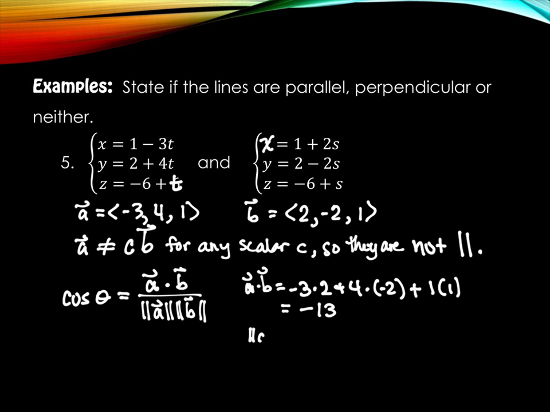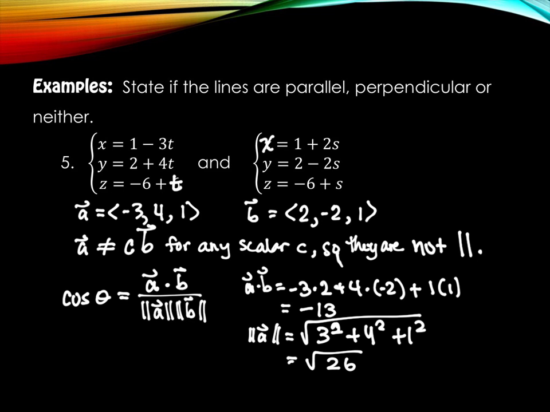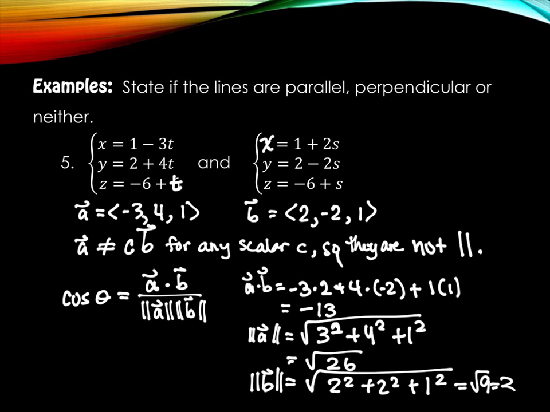Okay, now we need the magnitude of A, and we'll do the magnitude of B next. So the magnitude of A means we square each component and then square root, right? So I have the square root of 3 squared plus 4 squared plus 1 squared. What does that give me? Square root of 26, good. And then we'll do the magnitude for B. So we have the square root of 2 squared plus 2 squared plus 1 squared. It is 9, which is, yes, the square root of 9, which is 3.